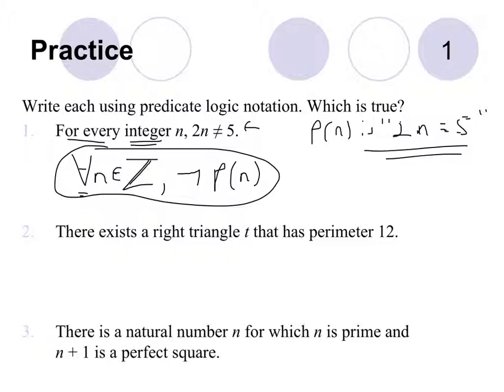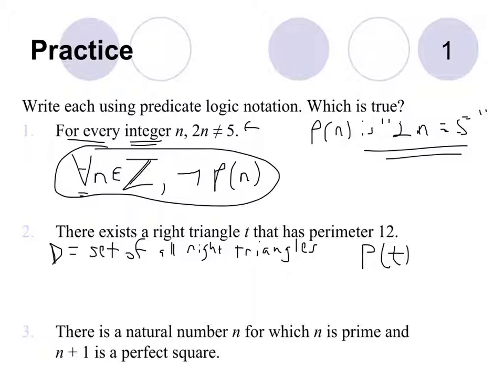The second one says there exists a right triangle that has a perimeter of 12. I don't have a math name for the domain of right triangles, so I'll have to just make that up. So let's let D be the set of all right triangles in the world. And then my predicate here should be P of t. My t is from the domain. It's a variable standing for something from the set of right triangles.